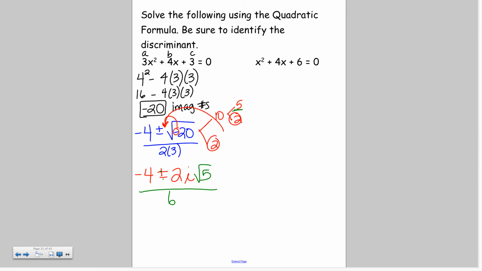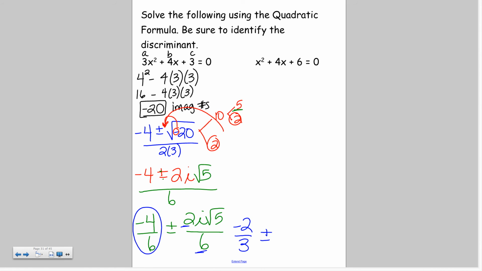On typical standardized tests, they will separate this out for you. So you'll see negative 4 over 6 plus or minus 2I root 5 over 6. On the SAT and ACT, you'll see it simplified like this. Now I can look and see if I can simplify fractions. Negative 4 over 6 can be simplified to negative 2/3, and 2/6 can be simplified to 1/3. So instead of writing the 1, I'm just going to write I root 5 over 3. There are my 2 solutions.